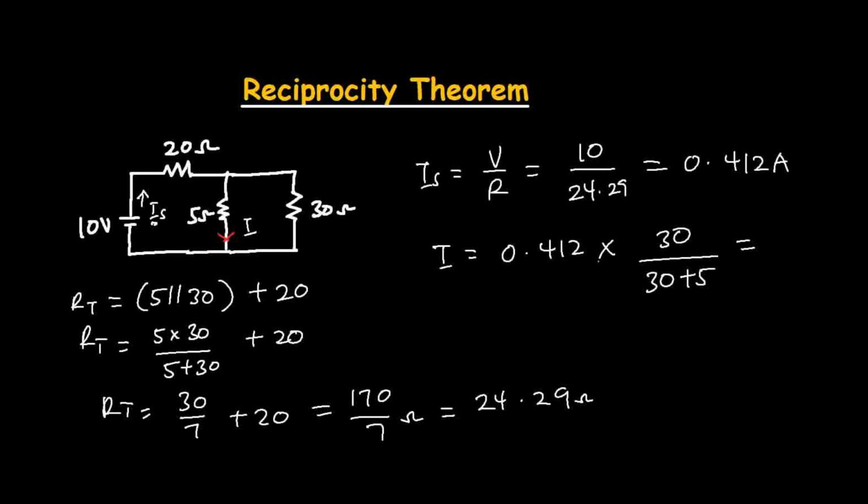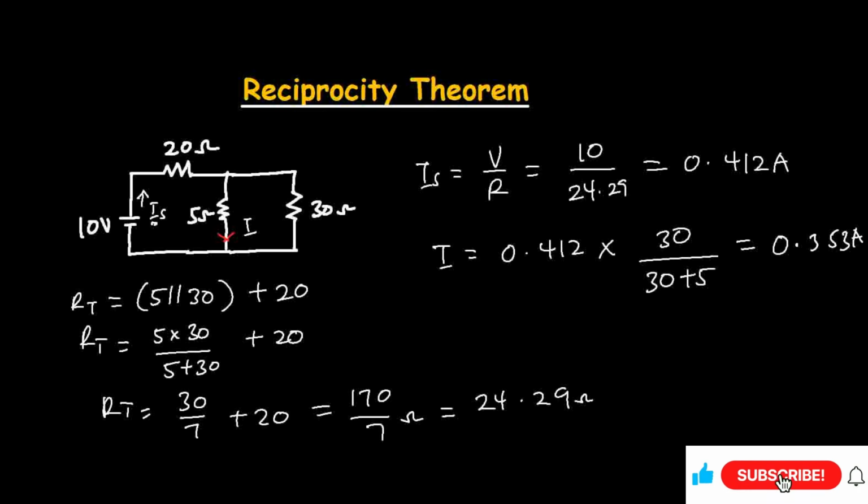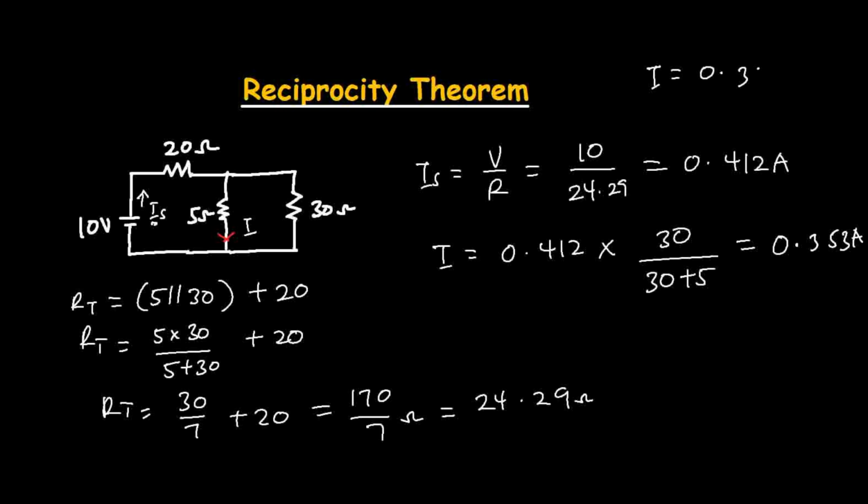So I'm going to multiply these two values at once. That is 0.412 times 30 on 35. That gives me a current value of 0.353 amperes. So that's the current I flowing through the middle branch. Okay, so let's write it down: 0.353 amperes.